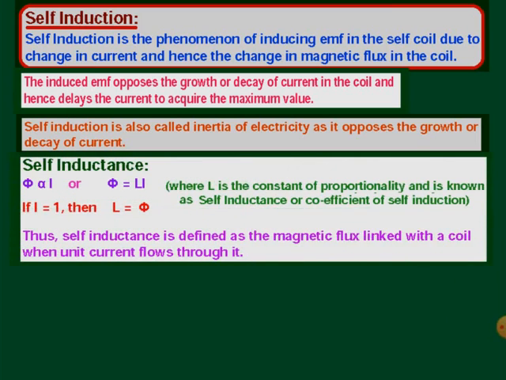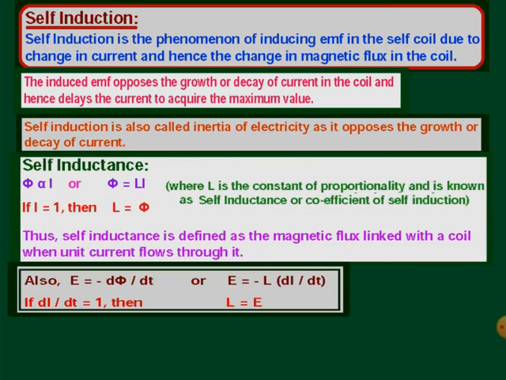Next, in self-induction, phi is directly proportional to the current I. That means the magnetic flux is directly proportional to the current. If the current is very large, then the magnetic flux will also be large. So phi is directly proportional to I. If you want to change this proportionality into equality, a proportionality constant L is introduced, and this constant is known as the self-inductance or coefficient of self-induction of the coil. If the current I is equal to 1, then L will be equal to phi. From this expression we can define what is meant by self-inductance or coefficient of self-induction.